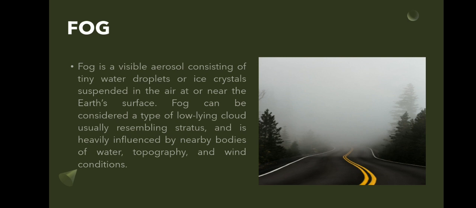I will be discussing fog. Fog is a visible aerosol consisting of tiny water droplets or ice crystals suspended in the air at or near the Earth's surface. Fog can be considered a type of low-lying cloud, usually resembling stratus, and is heavily influenced by nearby bodies of water, topography, and wind conditions.